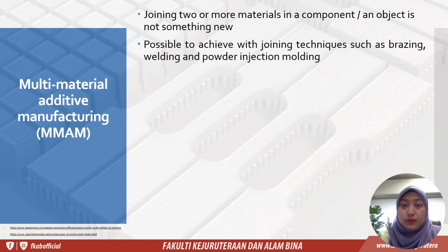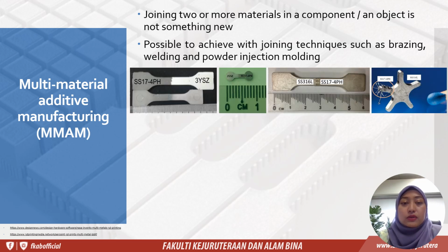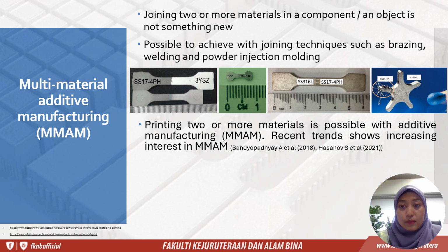Joining two or more materials in a component or an object is not something new, because we can easily achieve it by using other joining techniques such as brazing, welding, and even powder injection molding. These images show our research team. We have conducted several pairings of different materials in one part using powder injection molding, such as 17-4PH stainless steel with yttria stabilized zirconia, and also stainless steel 316L with 17-4PH.